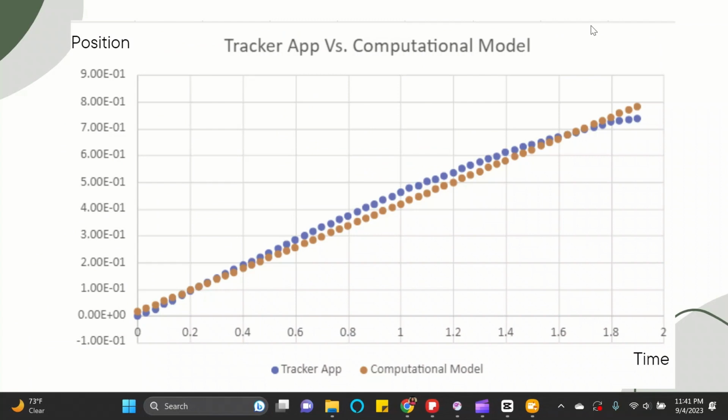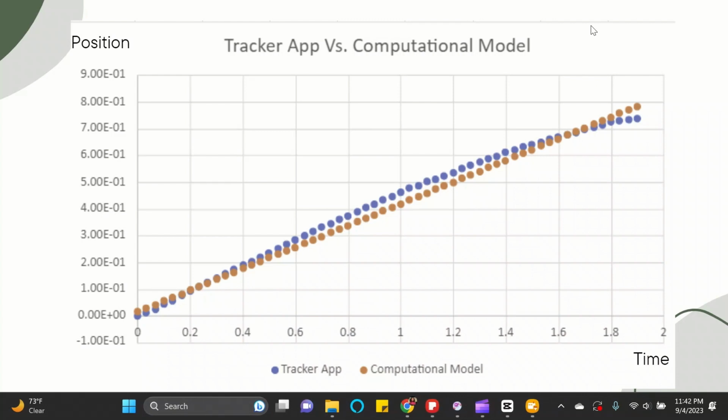So here we have a graph that shows the tracker app data versus the computational model. Initially both follow the same trend line, but as time increases, we can see the slope of the experimental tracker data decreases, which indicates that there is a decrease in the velocity as time continues. While the expected data from the computational model follows a constant velocity, as seen in Newton's second law. This is due to the fact that there are outside forces acting on the ball, such as friction, which acts in the opposite direction to the object's travel, and therefore slows the velocity.